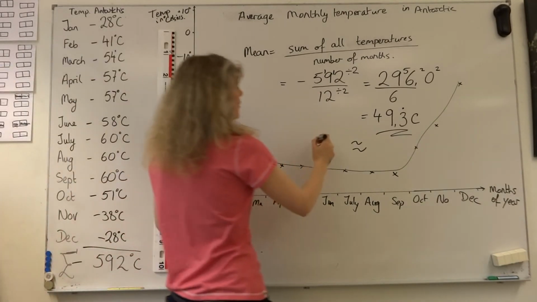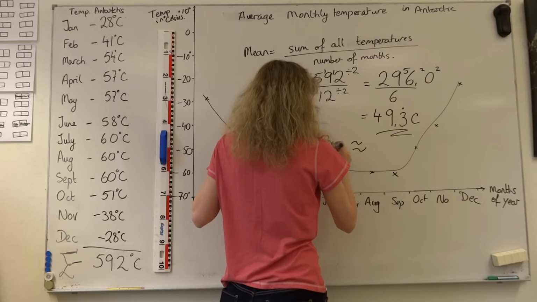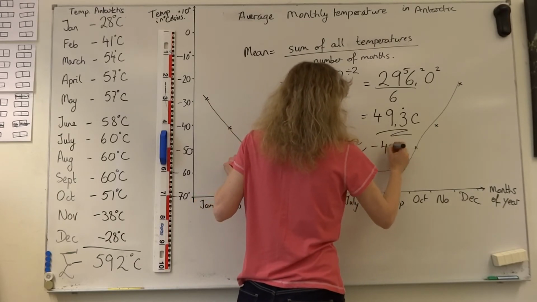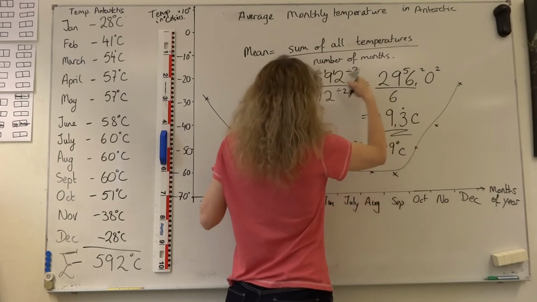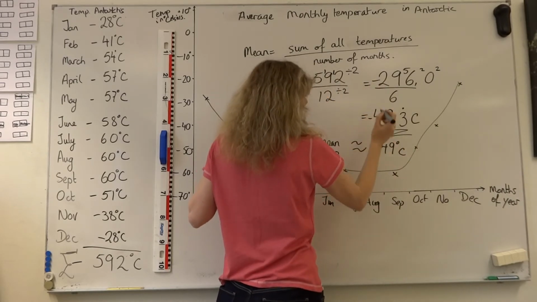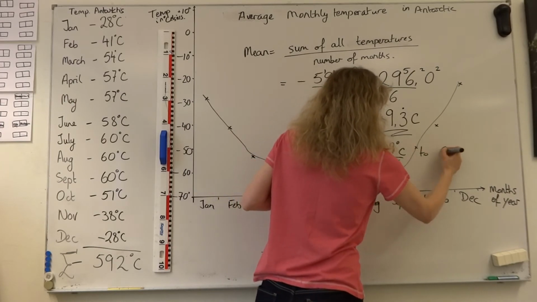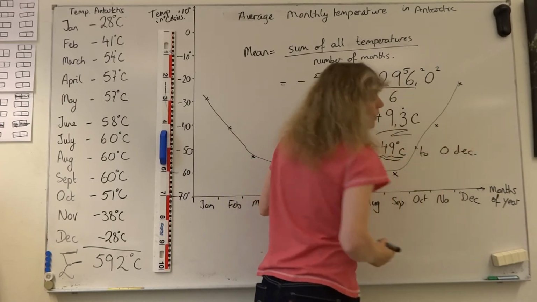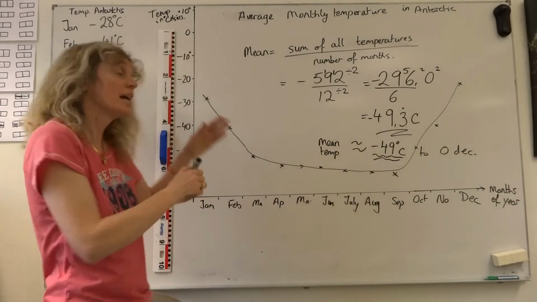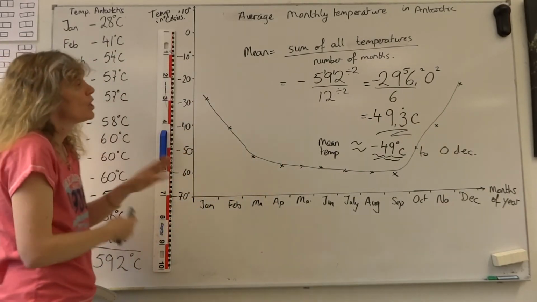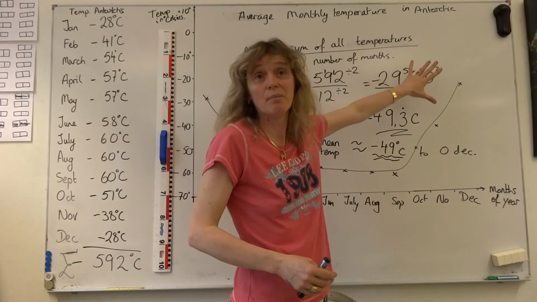So we would say that the mean temperature here is approximately minus 49 degrees C. Of course, this should be minus, that should be minus, and the answer should be minus 49 degrees C, 0 decimals. We've taken away the decimal points because there was no decimals in any of the numbers we had in the start. So that is how we calculate the mean.